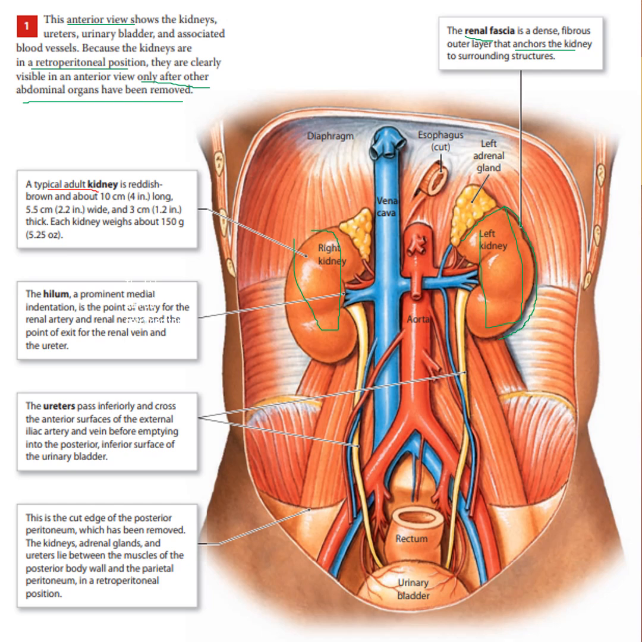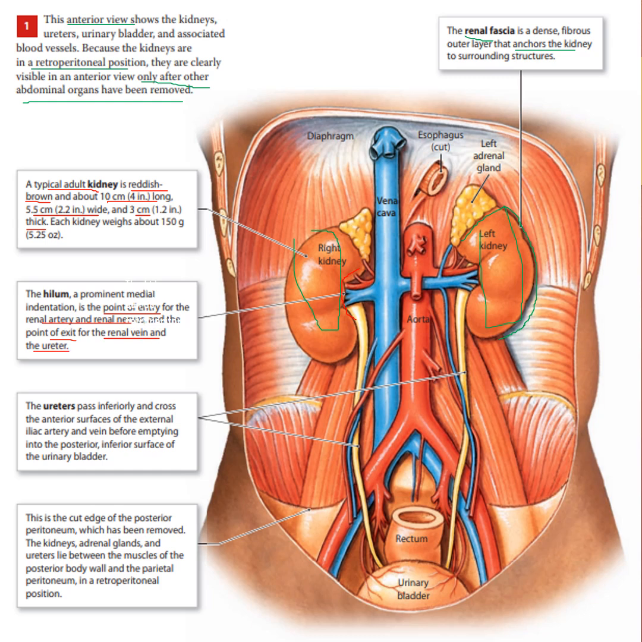A typical adult kidney is reddish brown and about 10 centimeters long, 5.5 centimeters wide, and 3 centimeters thick. Each kidney weighs about 150 grams in an adult male and about 135 grams in an adult female. As you can see, this medial concave shape is the hilum, a prominent medial indentation. It is the point of entry for the renal artery and the nerves, and the point of exit for the renal vein and the ureters.